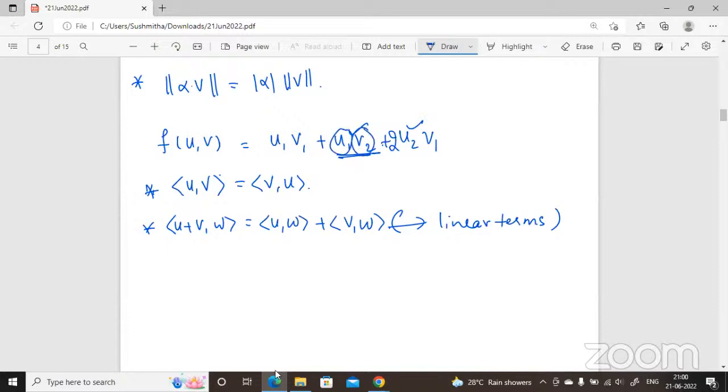So whenever you have cross terms, I mean mixed terms, in those terms, whatever is the coefficient of this term, the same coefficient has to be there for the other term as well. So this is not an inner product, whereas this will be an inner product, right? At least the symmetry condition. You don't want alpha u1 v2 plus beta u2 v1 with alpha and beta not being equal.